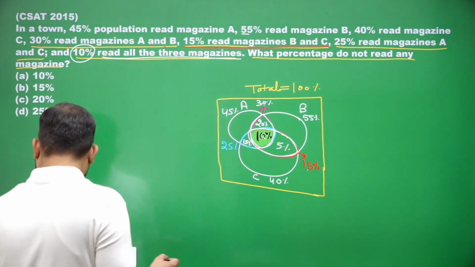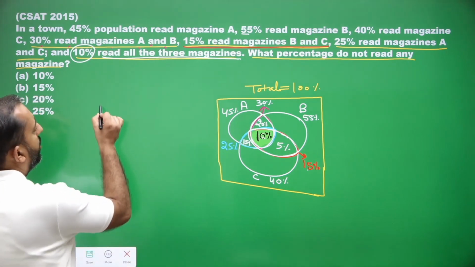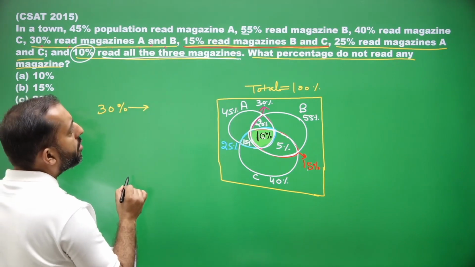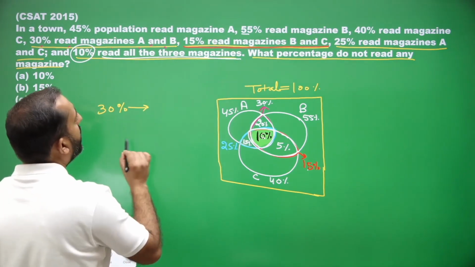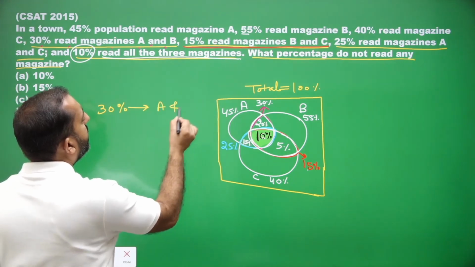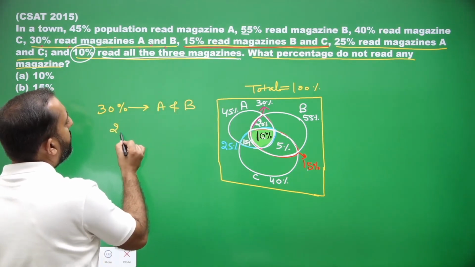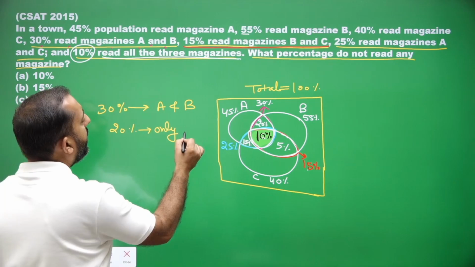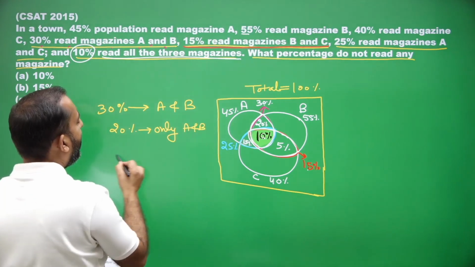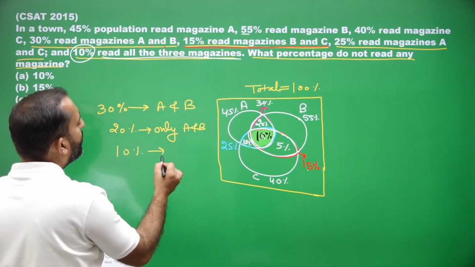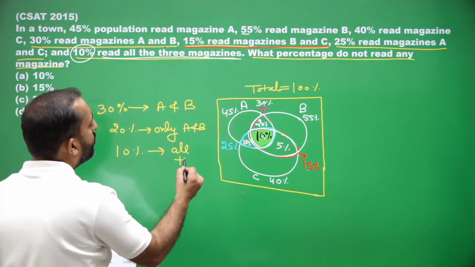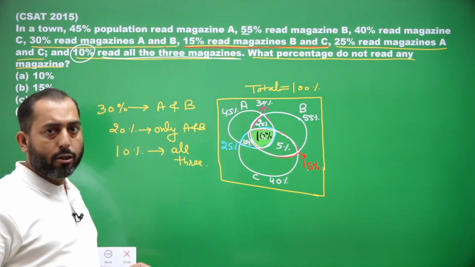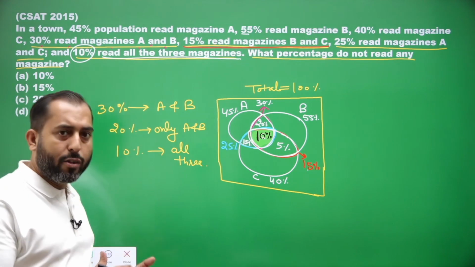Now, for this particular question, 30% is the count of those people who can read magazine A and B. 20% is the count of those people who can read only A and B. And 10% is the count of those who can read all three. So you should understand this difference between the words. You should know how the examiner is playing with the words.